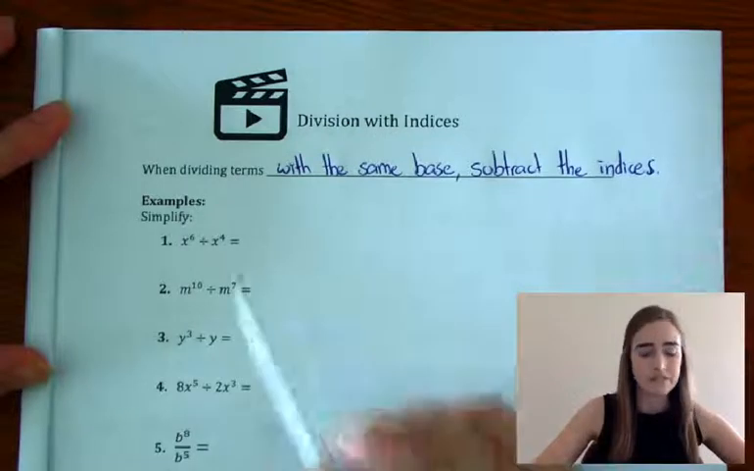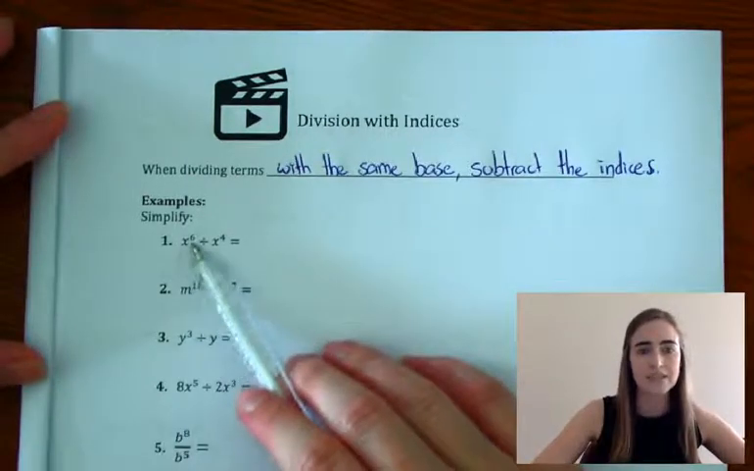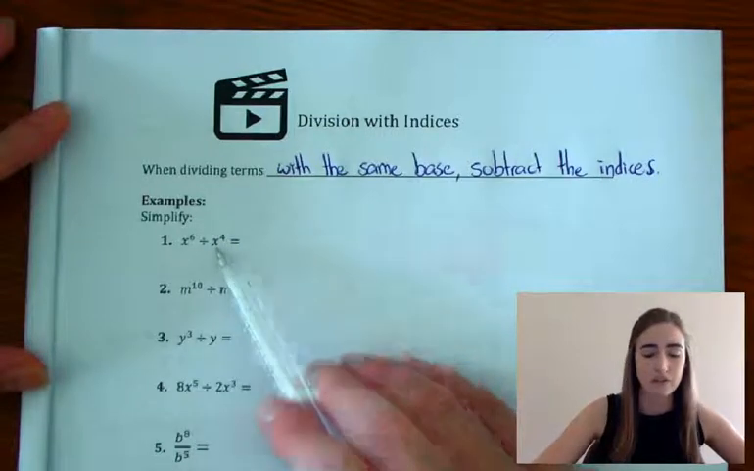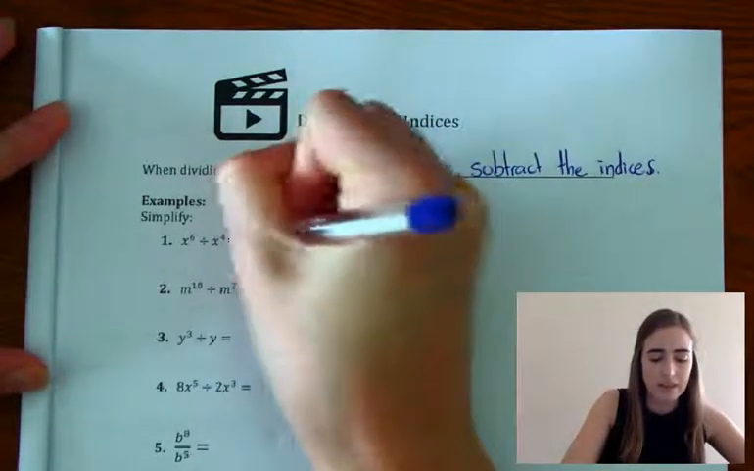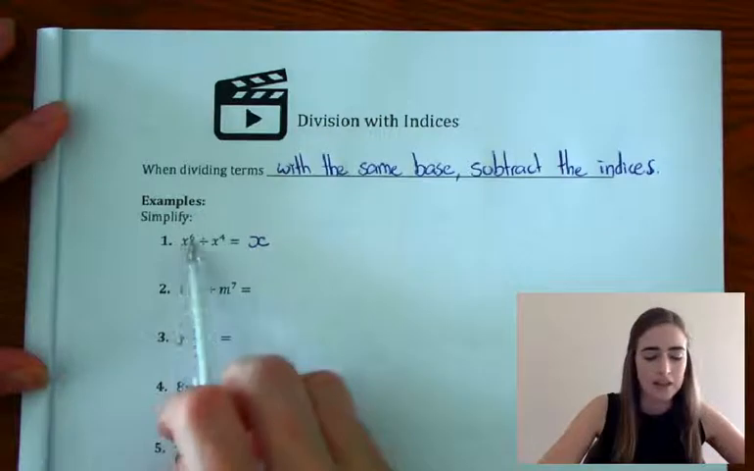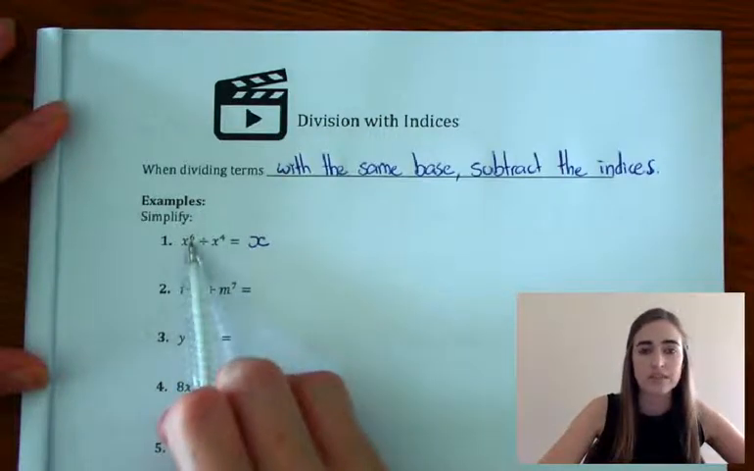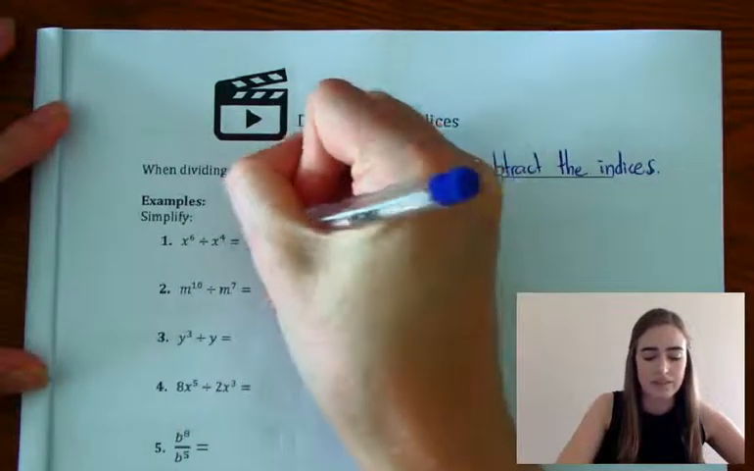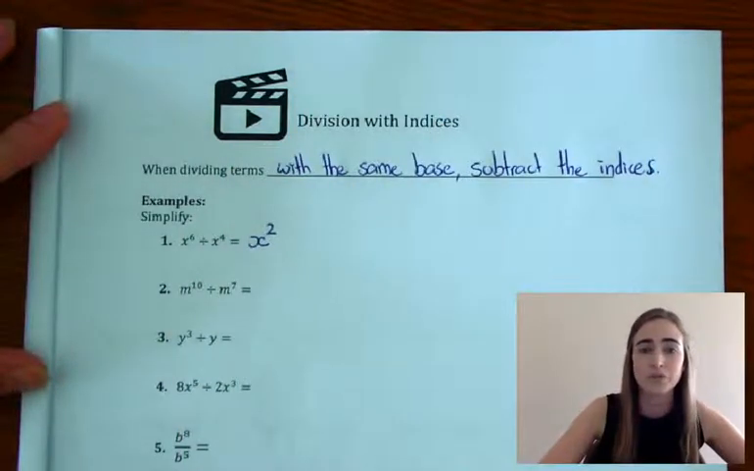Alright, so our first example says x to the power of 6 divided by x to the power of 4. So they have the same base because they've both got that x. We'll write that base down. And now we're going to subtract the powers. So we've got 6 minus 4. So that will leave us with x squared, or x to the power of 2.